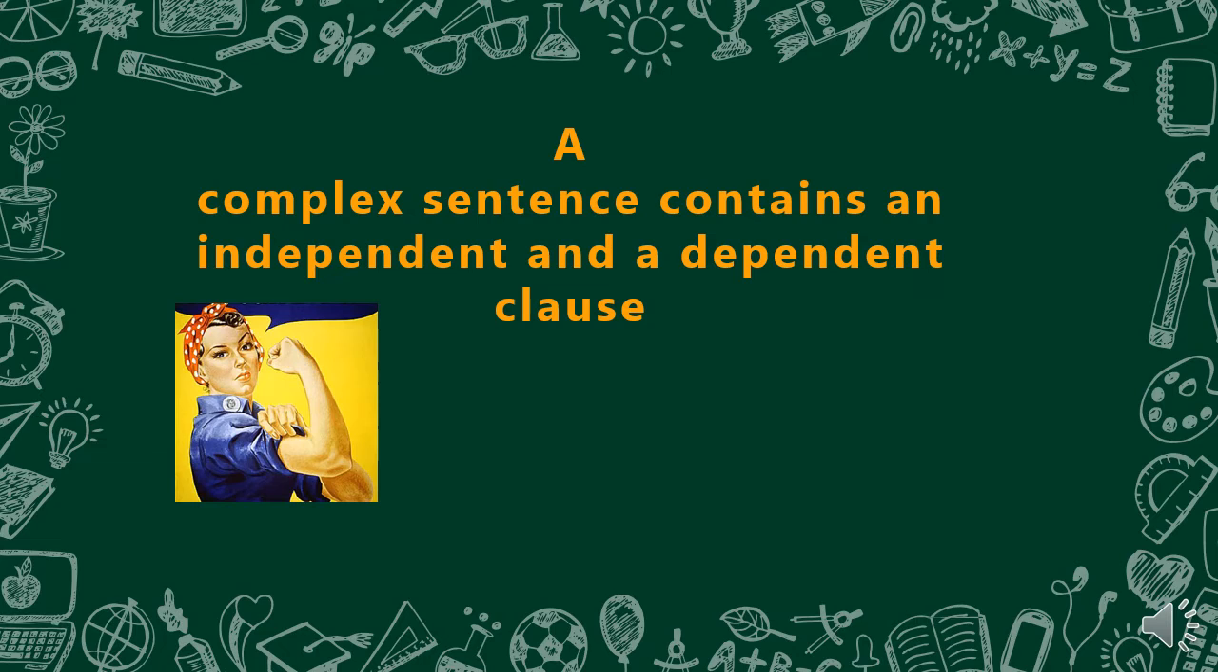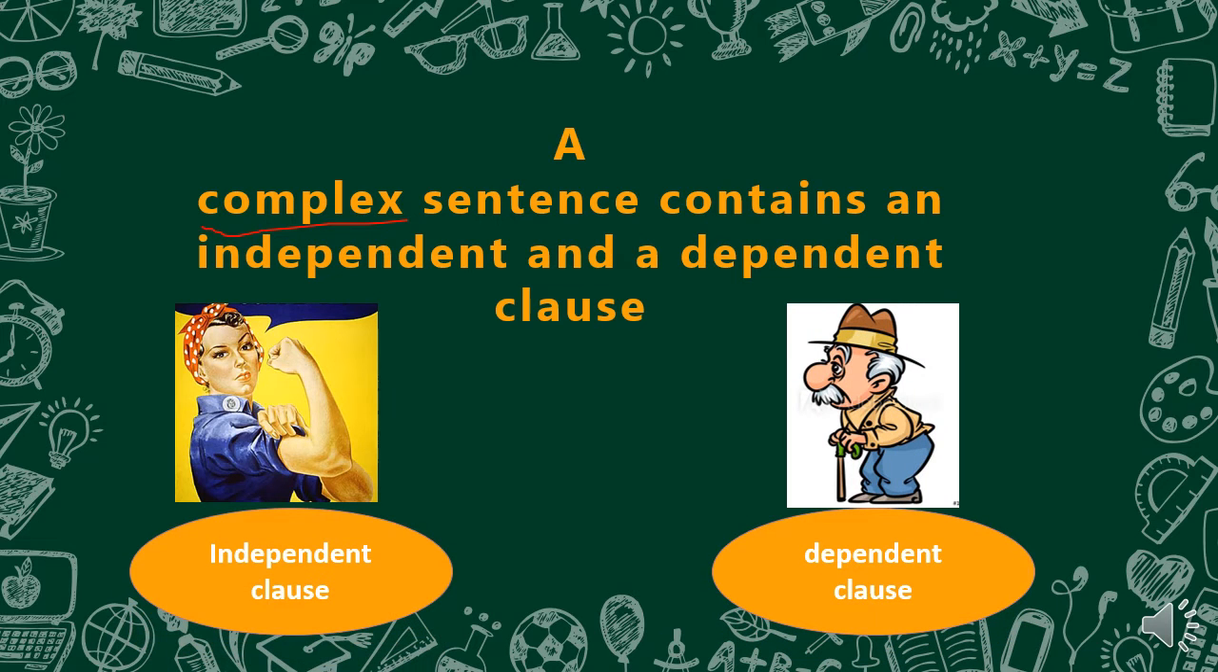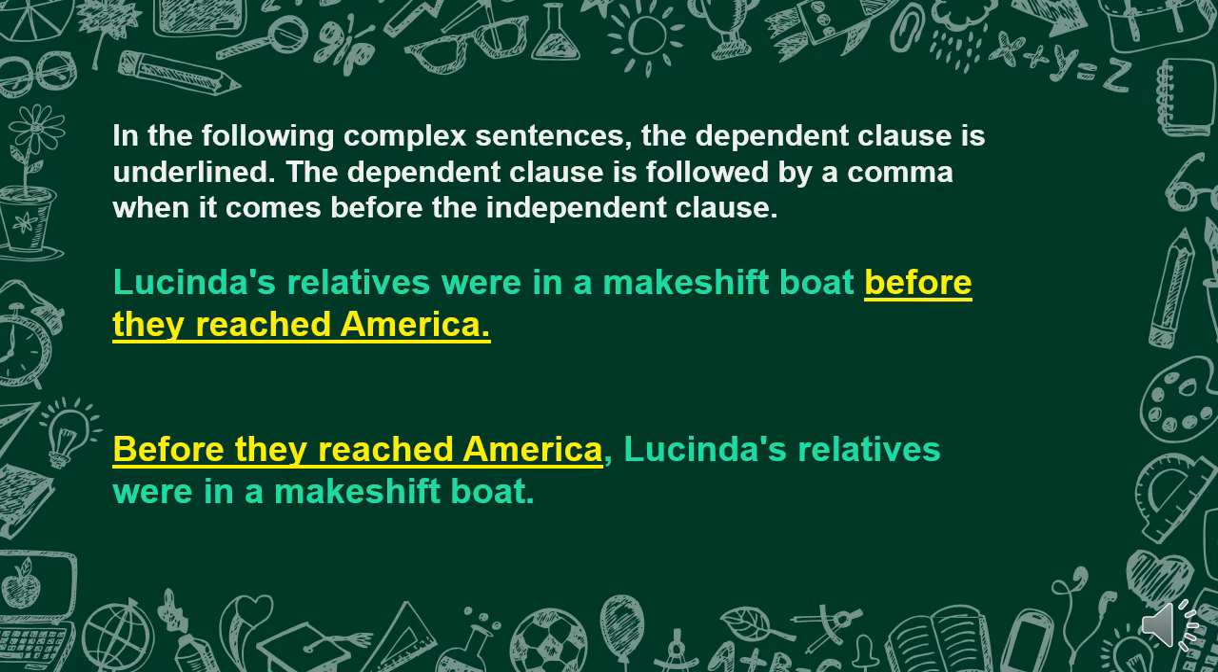A complex sentence contains, so if I have a dependent clause and an independent clause together in one sentence, I have something called a complex sentence. A complex sentence contains an independent and a dependent clause together in the same sentence. In the following complex sentences, the dependent clause is underlined. The dependent clause is followed by a comma when it comes before the independent clause. So let's read.